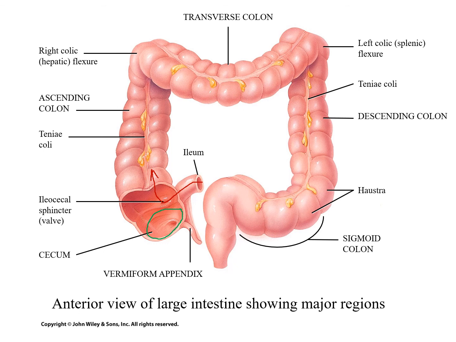So the colon has these three very obvious parts to it. It's got an ascending section, it's got a transverse going across in the transverse plane, it's got a descending section, and then the last little bit is the sigmoid colon. Sigmoid means S-shaped, so it's kind of an S-shaped bend. And then the last bit there is the rectum before we get to the anus.